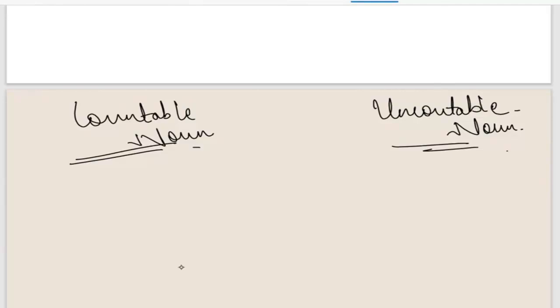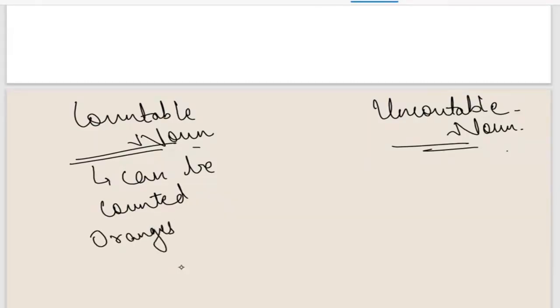It is so simple to tell that countable nouns are the nouns which can be counted. Definitely. Nouns which can be counted. Like for example, oranges. You can count oranges in number: 1, 2, 3, 4, 5. So oranges come under countable noun.